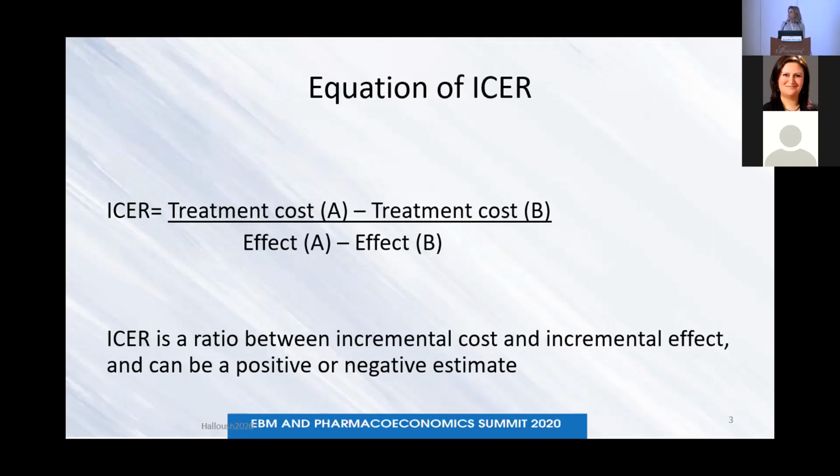The summary of cost effectiveness analysis is a ratio between the net incremental treatment cost and the net incremental effect. This ratio is called the incremental cost effectiveness ratio, or the ICER. The ICER is actually a quantity rather than a quality. The value of ICER is not that important, but it could have a negative or positive estimate.